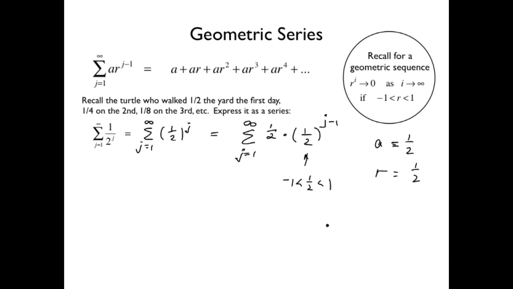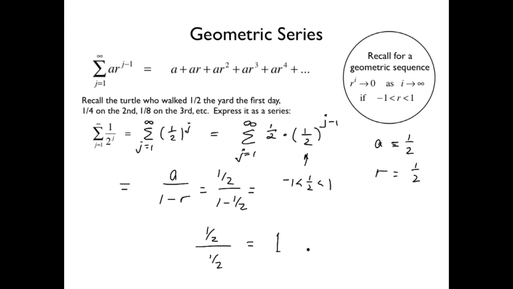And what's it going to converge to? A over 1 minus r, we just derived it. So it's going to be 1/2 over 1 minus 1/2, which equals 1/2 over 1/2, which equals 1.